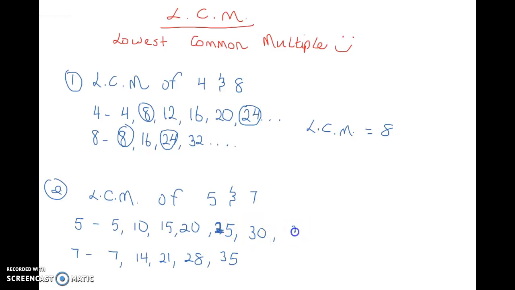If we go one more again, we get 35. And then it goes on and on. It goes on and on down here as well. So our lowest common multiple, the lowest number they have in common, is 35. So this is one method to find LCM.